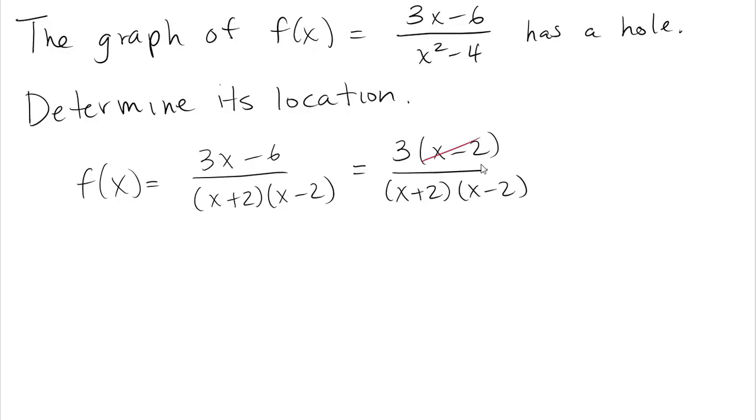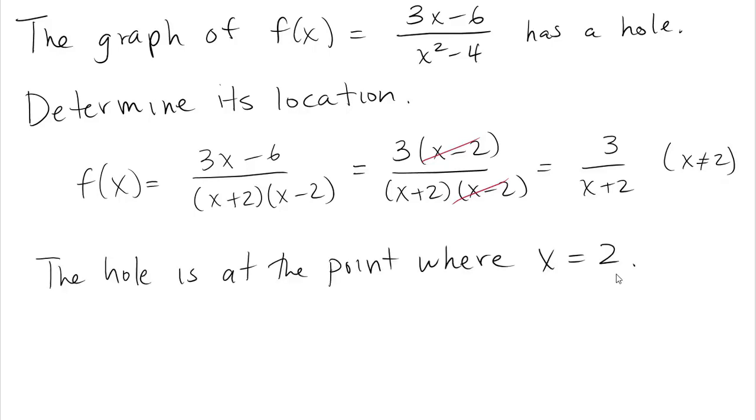So when I cancel these factors of x minus 2, I get that this is equal to 3 over x plus 2, assuming that x is not equal to 2. You can see that this function is going to have a vertical asymptote at x equals negative 2, but what happens at 2? At 2, there's a hole in the graph. There won't be an asymptote because what is the behavior of the reduced version when x is close to 2? Well, the output will be close to 3/4.